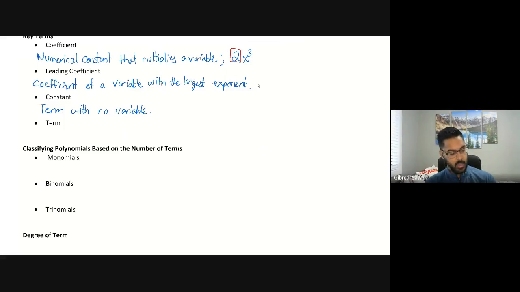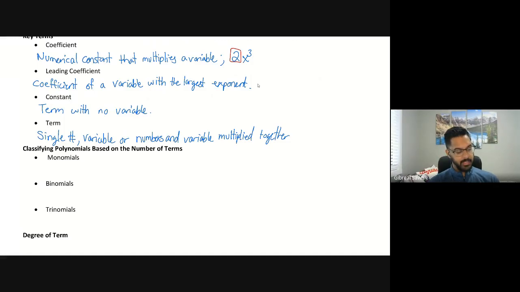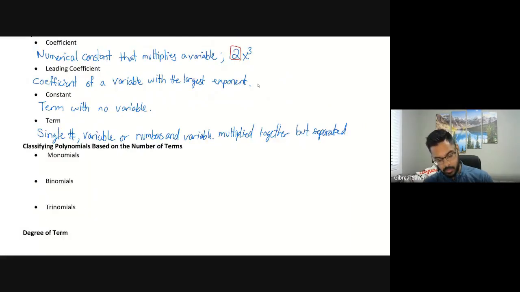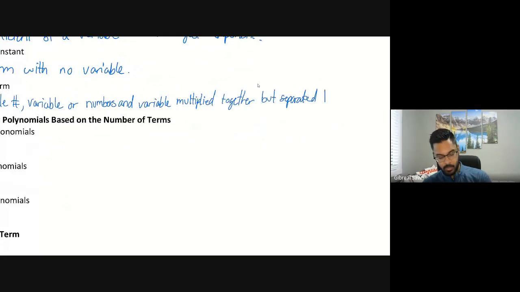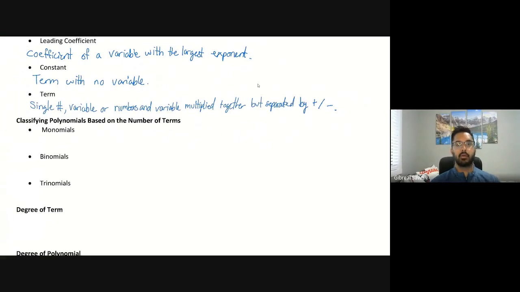So a term is going to be, it could be variables. Actually, sorry, I don't want to say it that way. Let's say it is a single number, variable, or numbers and variables multiplied together, but they are separated by addition and subtraction. Okay, but separated. I'm going to run out of space. So they are separated by addition and subtraction. You won't see a term separated by multiplication or division. Separated by addition or subtraction. And we'll talk about a bunch of examples down below what different terms could look like.